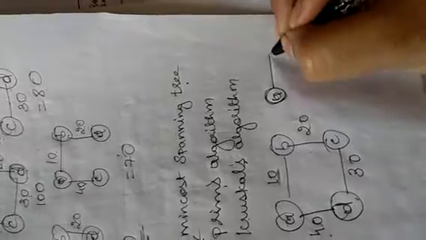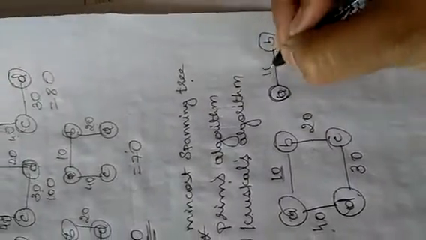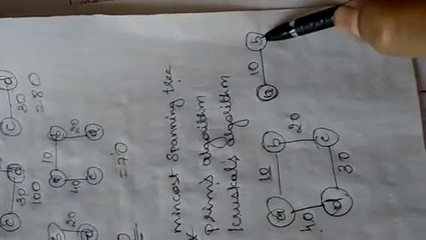From A, for how many vertices do you have an edge? From A to B it is 10, A to D it is 40. Among these two, which is minimum? 10 is minimum. So I'll take this one, A to B. First I'll go with A to B. This is 10. Now I have a node B here.